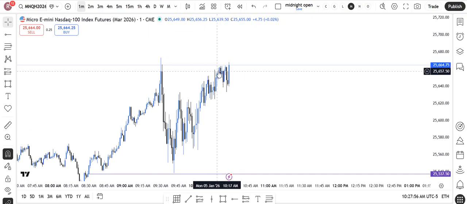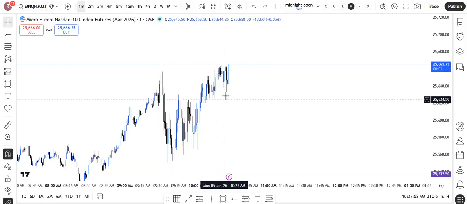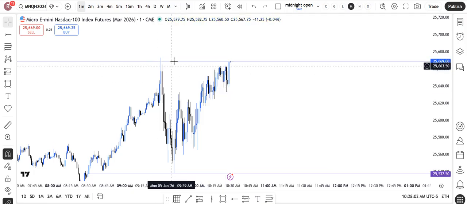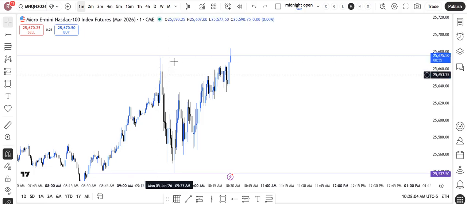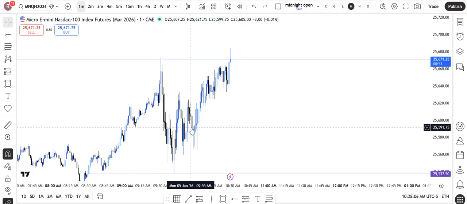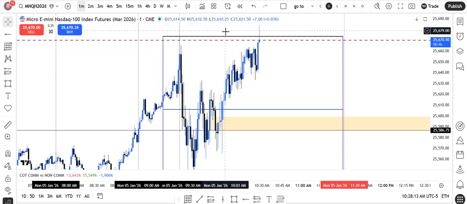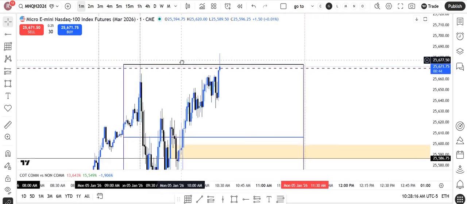Okay, it ran these highs again after taking this liquidity. Where is it more than likely going to draw towards? Boom, right there. Okay, that is going to complete the morning session for me. I am done.